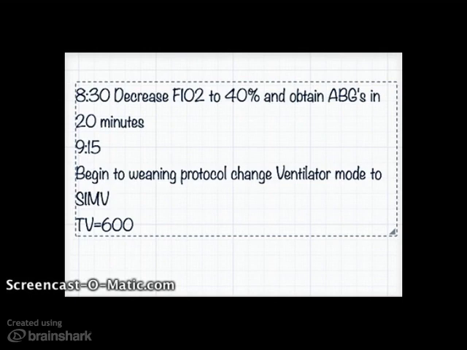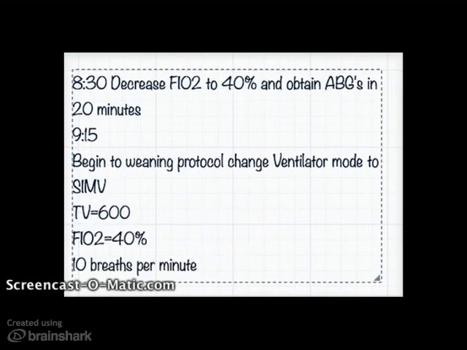So at 9:15, someone writes an order that says begin weaning protocol, change ventilator mode setting to SIMV with a tidal volume of 600. So the tidal volume of 600 is the same and the FiO2 is the same, but we're changing the ventilator mode and we're giving the patient 10 breaths per minute. Normal respiratory rate is between 12 and 20.